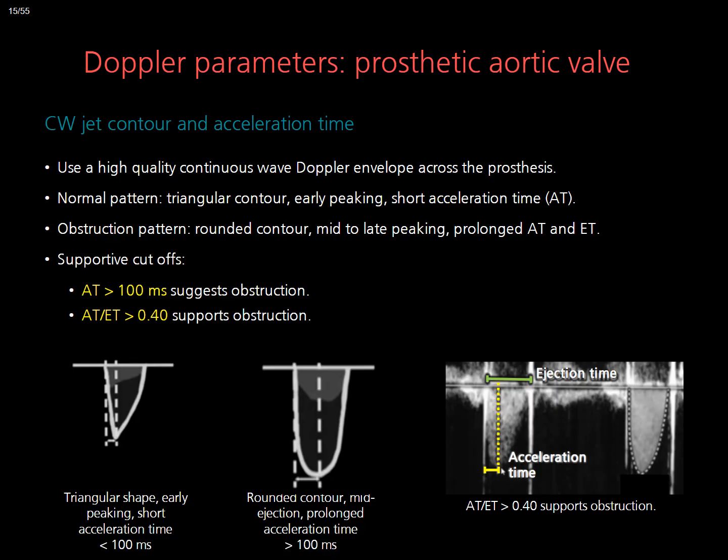Measure acceleration time on a clean envelope because an AT above 100 milliseconds is suggestive of obstruction. Then index it to ejection time because an AT to ET ratio above 0.40 supports obstruction. Use these features to separate high flow or mismatch from true prosthetic obstruction and always compare with baseline.